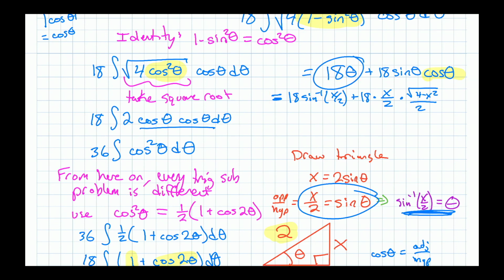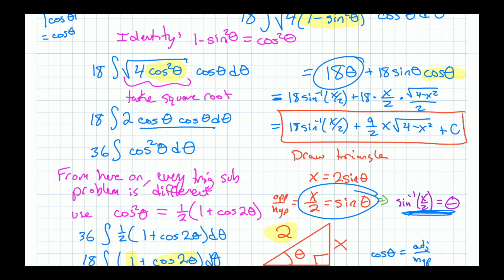I guess we could write it a little nicer, so I will. We could write it as 18 sine inverse x over 2 plus, looks like 18 over 4, except that 18 over 4 is 9 over 2. And then we just have x square root of 4 minus x squared, and then plus C. And that will be my answer.